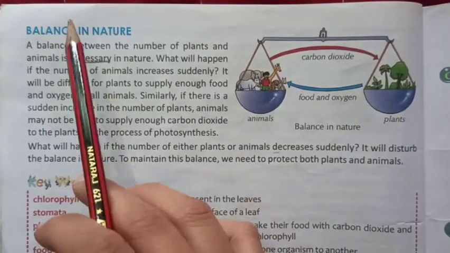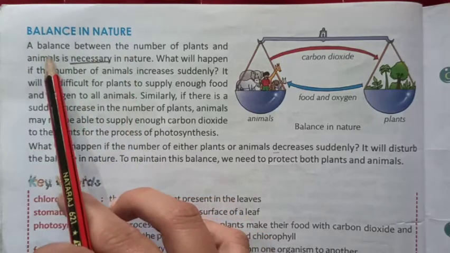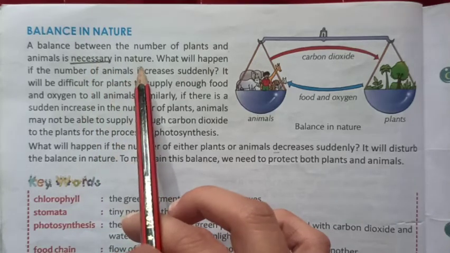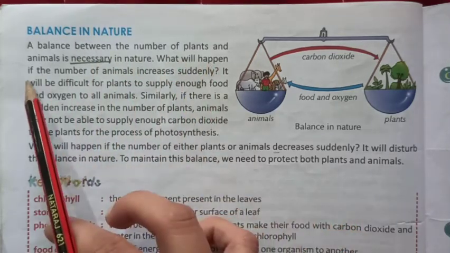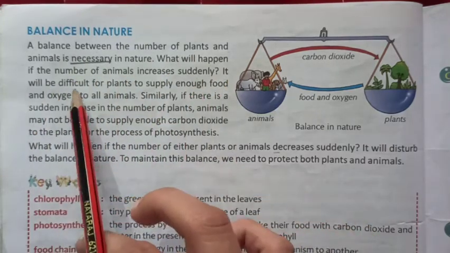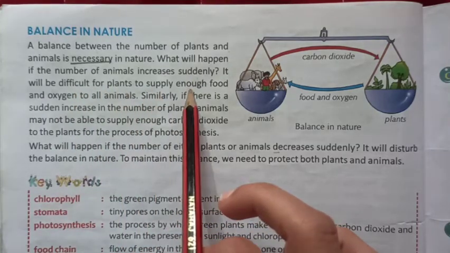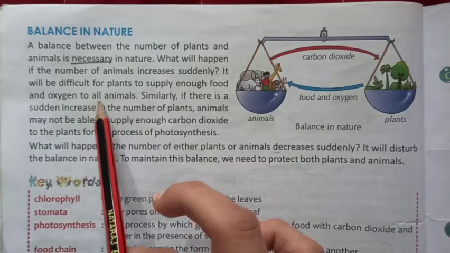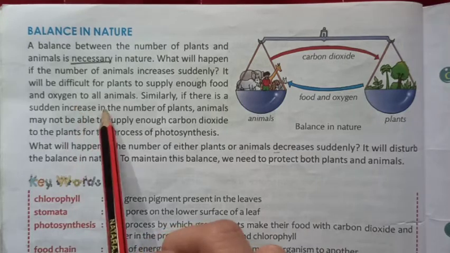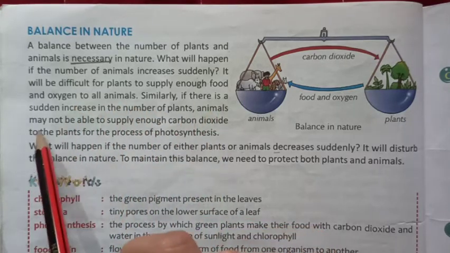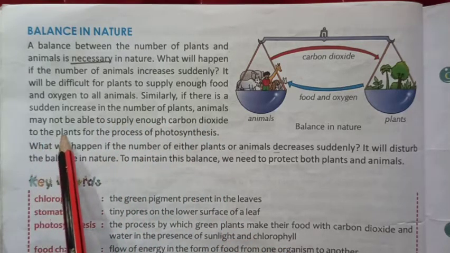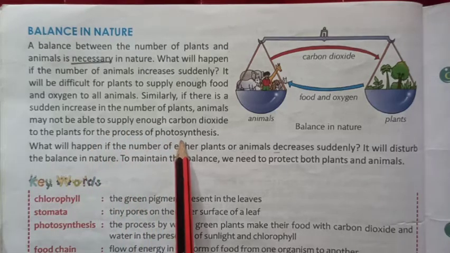Page number 42. Balance in nature. A balance between the number of plants and animals is necessary in nature. What will happen if the number of animals increases suddenly? It will be difficult for plants to supply enough food and oxygen to all animals. Similarly, if there is a sudden increase in the number of plants, animals may not be able to supply enough carbon dioxide to the plants for the process of photosynthesis.